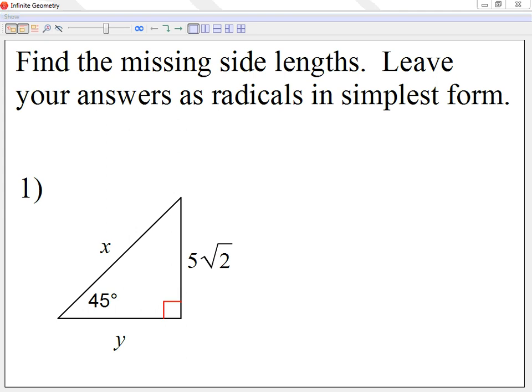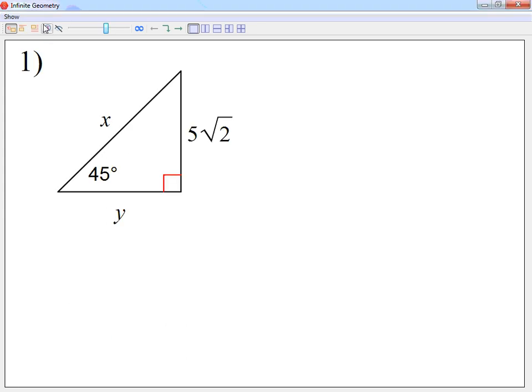Alright guys, so for today we're going to review the special right triangles 45, 45, 90, and 30, 60, 90. The front side, they're all 45, 45, 90. Pay attention. It's asking you to find the missing side lengths. Let me emphasize again, plural. Give me two answers, not just one. And leave your answers as radicals in simplest form. So once again, the front side is only 45, 45, 90.